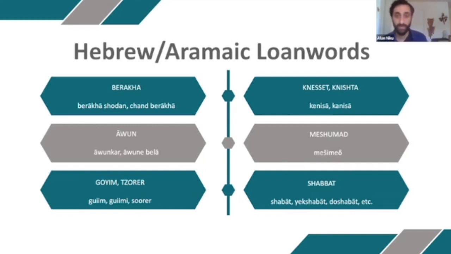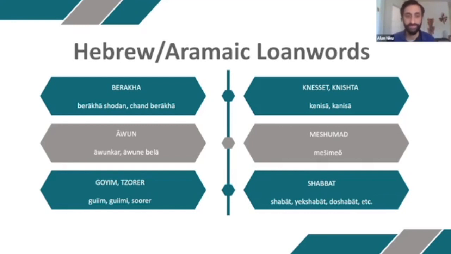Avun is a classic Hebrew word, means sin. So in Persian and Median dialects, we get avun kar, where avun is sin, and kar means doer. So a doer of sins. You have the phrase avuna bela. Avun is that Hebrew word for sin. Bela is from the Persian word bala, which means calamity in Persian. So stick the Hebrew and Persian together, and you get avuna bela, which means, oh, woe is me, kind of.